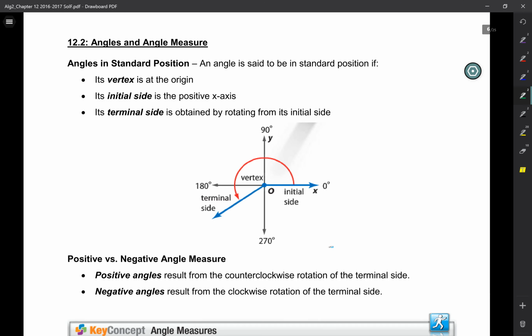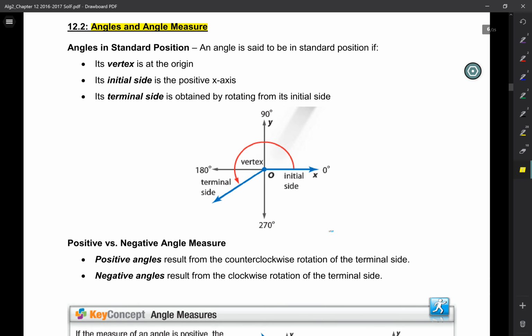Angles and angle measures. That's what's in this lesson. Okay, so first, let's talk about what an angle is in standard position.